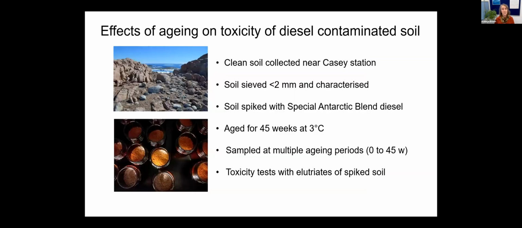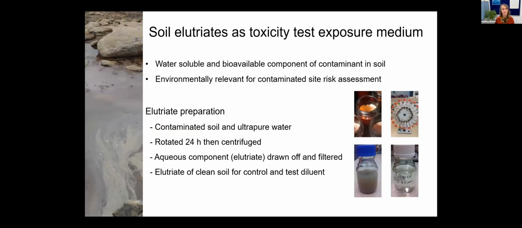In this lab experiment, we spiked clean Casey soil with special Antarctic blend diesel. Samples of the spiked soil were aged at 3 degrees for 45 weeks, which represents multiple years of Antarctic summer soil temperatures, to see how toxicity might change with aging. At multiple times during aging, samples were removed and then stored frozen to be used for toxicity tests. And then we made elutriates from freshly spiked and aged soils to use as the exposure medium.